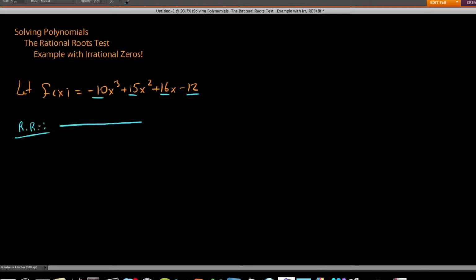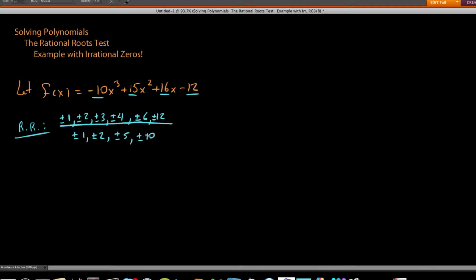So we say factors of 12. Now I'm using this example for a couple of reasons. First one is this 12 is a very composite number. It's very, very not prime, but it has several factors. So we say plus or minus 1, 2, 3, 4, 6, and 12 are its factors. And then on the bottom we say factors of the leading coefficient, which is 10. We say plus or minus 1, plus or minus 2, plus or minus 5, and plus or minus 10.